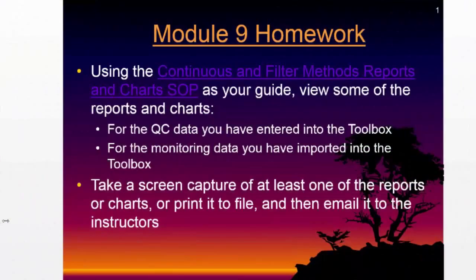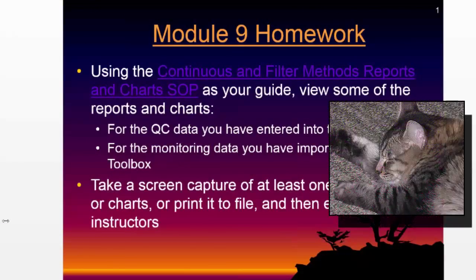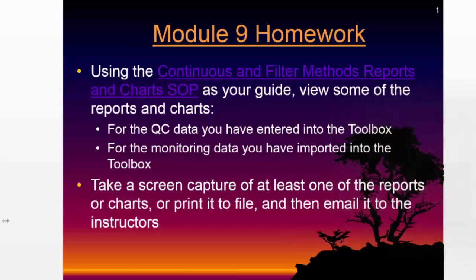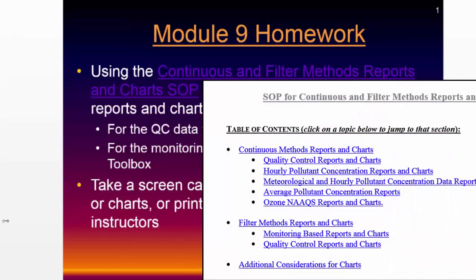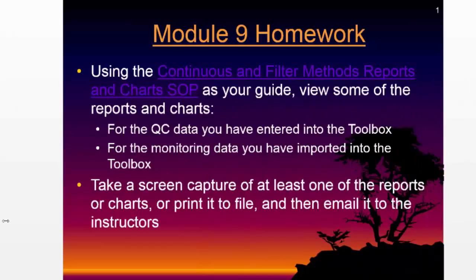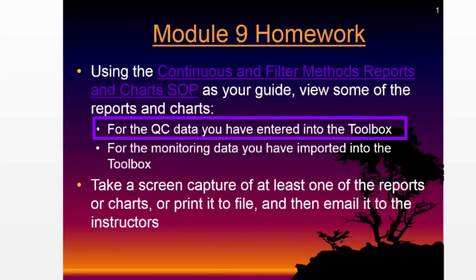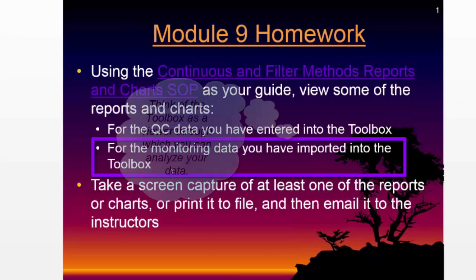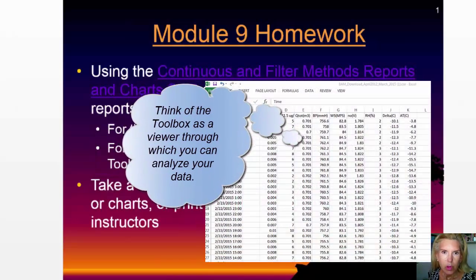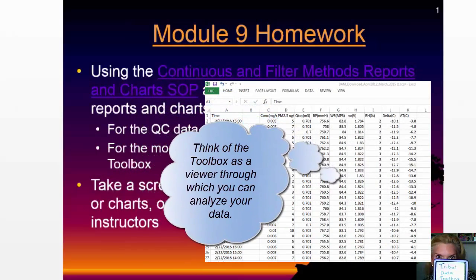So the homework for this module, which I think is incredibly exciting, and I'm sure you will too, is to use the continuous and filter methods reports and charts SOP as your guide, and use some of the reports and charts for the data that you have imported into the toolbox. If you've entered QC data into the toolbox, take a look at your QC data reports and charts, and for your continuous pollutant monitoring data, take a look at those reports and charts. And use this as an opportunity to explore your data, and think of the toolbox as a viewer for looking at your data from different angles.